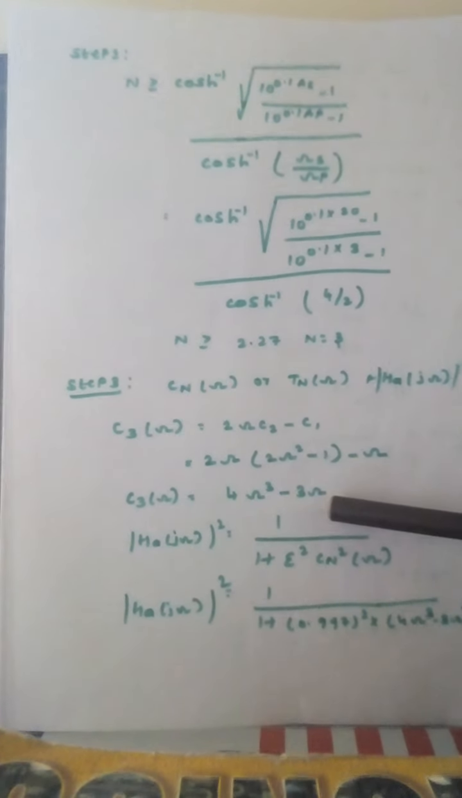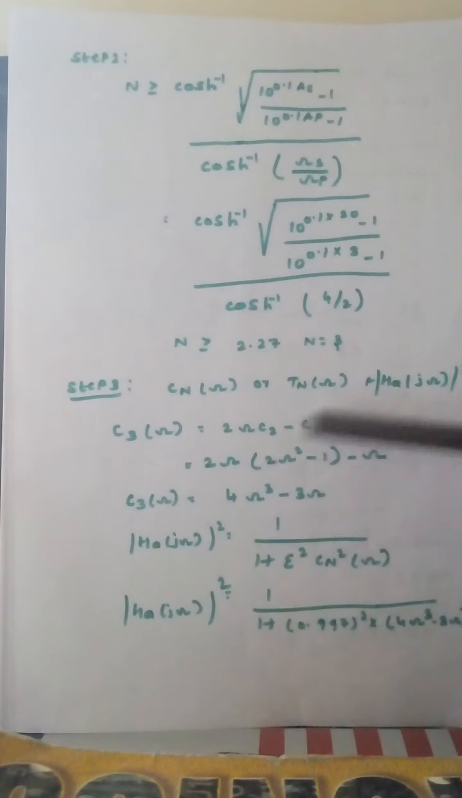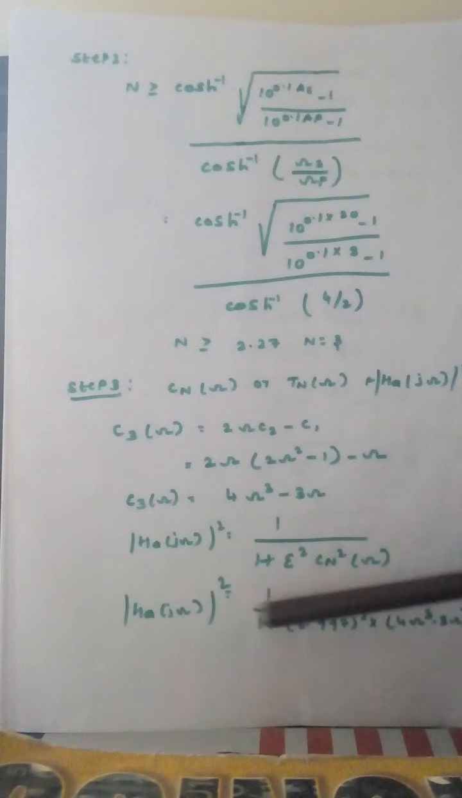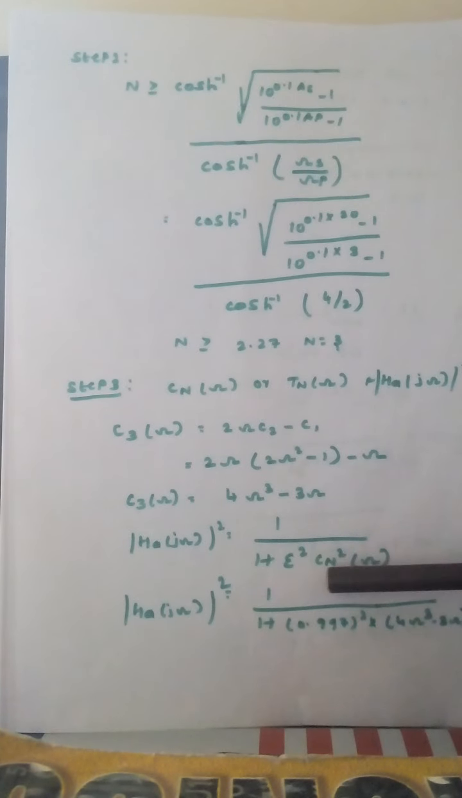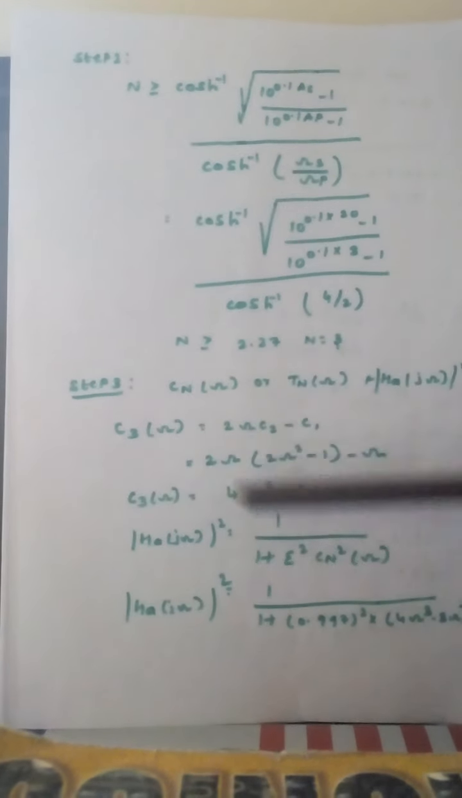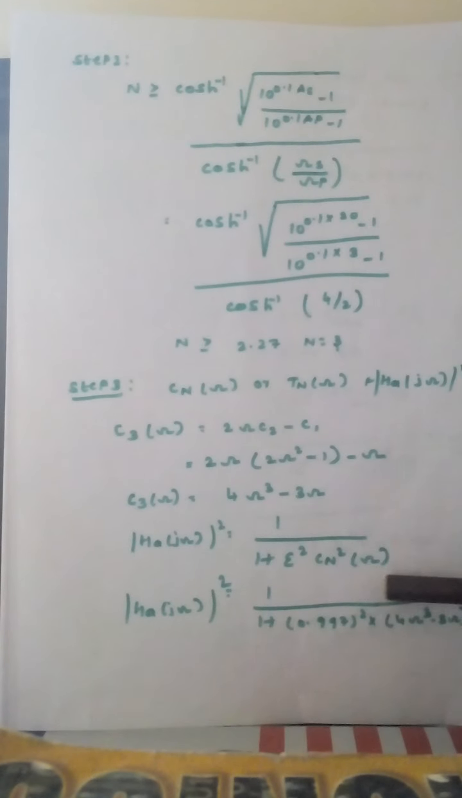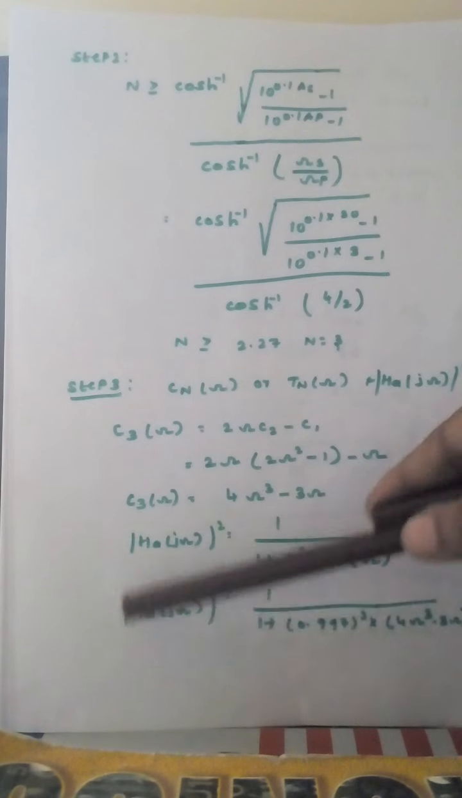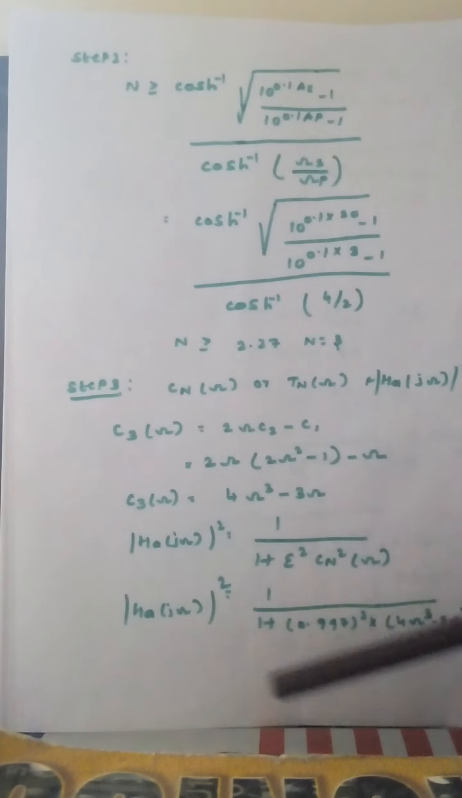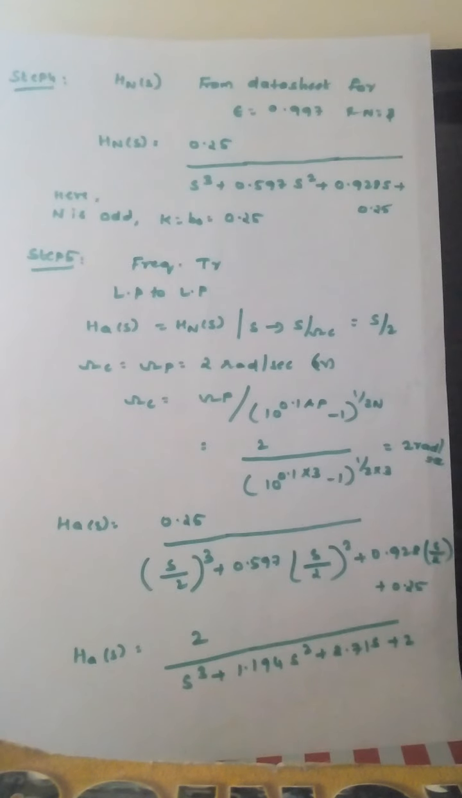And then here we have to find out the squared magnitude of the frequency response. This is the formula for the squared magnitude of the frequency response. In this, the epsilon value we got is 0.997, and the n value will be replaced by C3, so it is C3 square of omega. So this we have to square. This is your squared magnitude of the frequency response. No need to simplify this, we can keep it as it is.